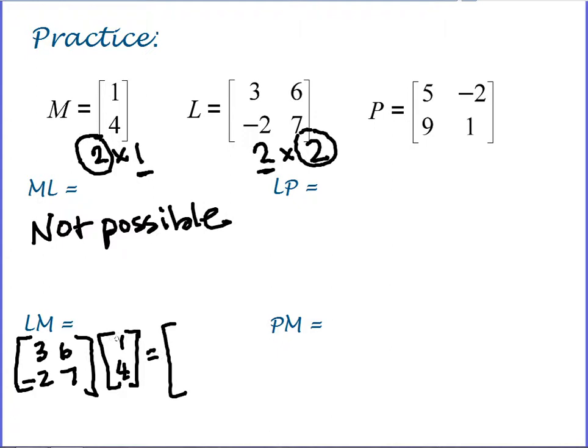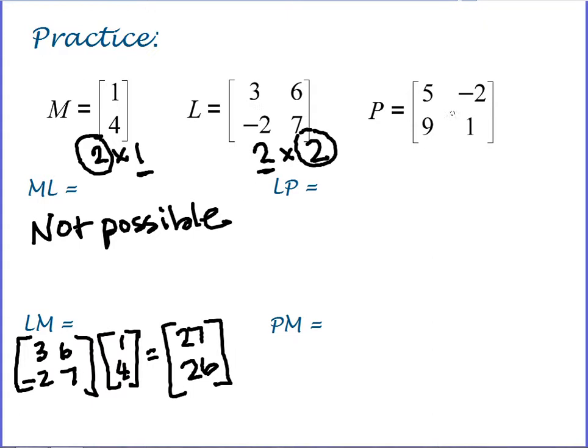So I'm going to do 3 times 1, first row, first column, 3 times 1 is 3, 6 times 4 for second element times second element gives me 24, 3 plus 24 gives me 27. Down here I'm going to do the second row combined with the first column, -2 times 1 is -2, 7 times 4 is 28, that's going to give me 26, and I don't have any more columns in the second matrix to combine, so I'm done. Notice how my resultant matrix is a 2 by 1.